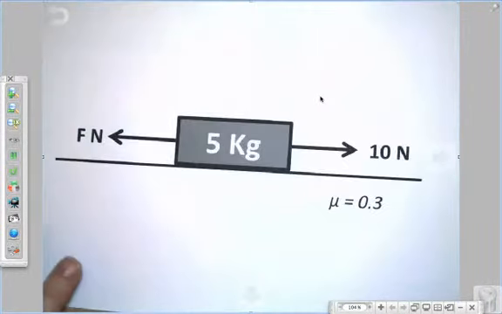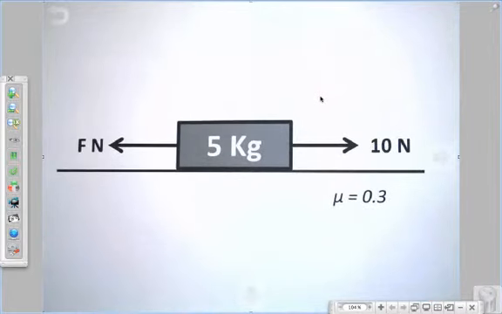We're going to start by looking horizontally. First example is this one. In these examples we're going to be looking at two things. First of all, is the object accelerating? This will be determined by looking at the maximum value of friction, and then from that, if it is accelerating, we want to find that acceleration.